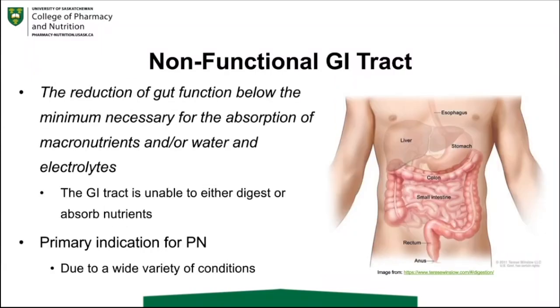The primary indication for PN is a non-functional GI tract, which is the reduction of gut function below the minimum necessary for the absorption of macronutrients and/or water and electrolytes. The majority of digestion and absorption occurs in the small intestine, so if a condition prevents this from occurring, malnutrition is likely to occur. This can be caused by a variety of conditions, such as short bowel syndrome, enterocutaneous fistulas, such as in Robert's case, bowel obstructions, or severe vomiting and diarrhea.